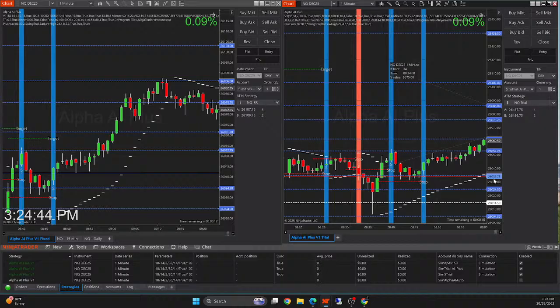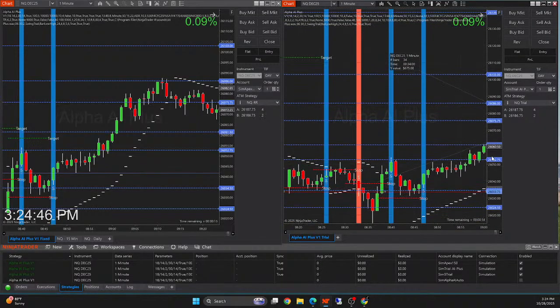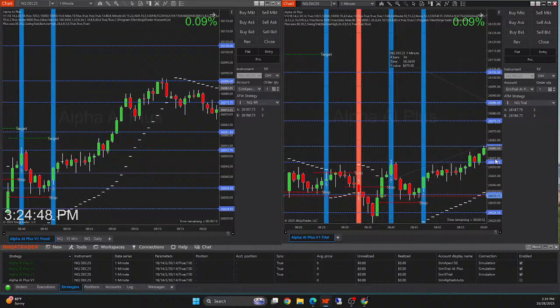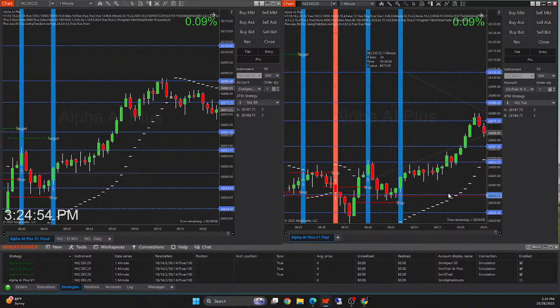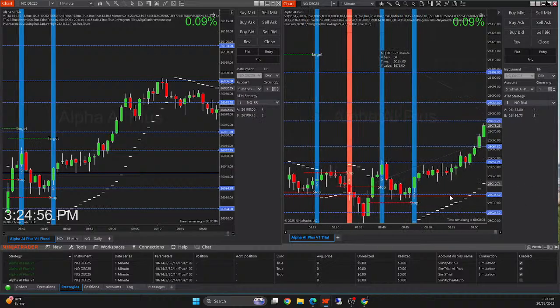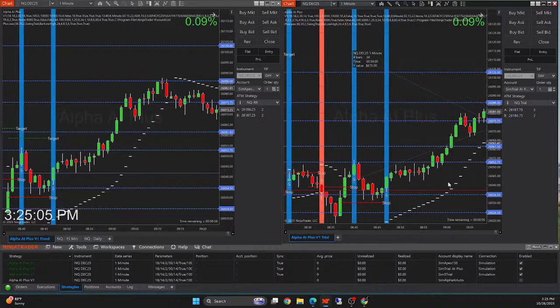But once I see the parabolic SAR come in my favor like this, now I am in heaven. All I need to do now is just move my stop loss with the parabolic SAR, like that. I'm using the second dot, so my stop loss is going to be here now. Not here, here, below the second dot.